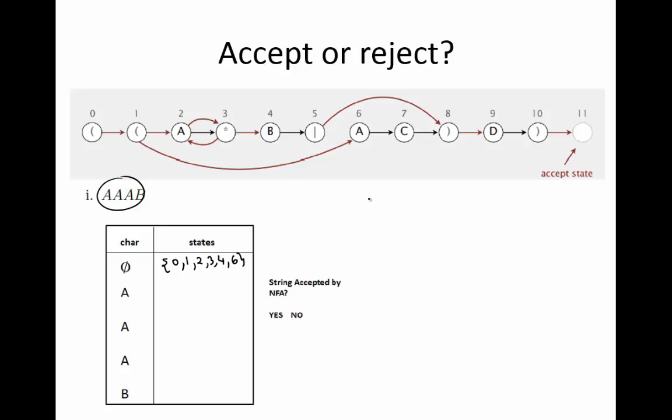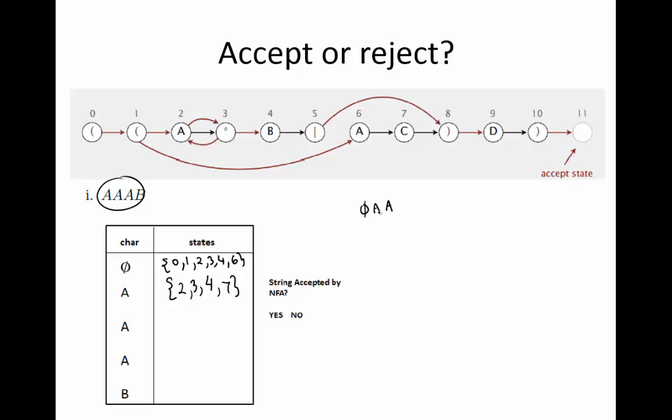Now suppose we read a character. So after you read a character, if you're in state 2, you can go to state 3, you can come back to 2. This means that after you read A, you can be in 2 or 3 or 4 for sure. And also, because you were in 6 before, you can be now in 7, because you read an A and that matches, and that takes you to 7. So those are the states that you can be in after reading the empty character and the A.